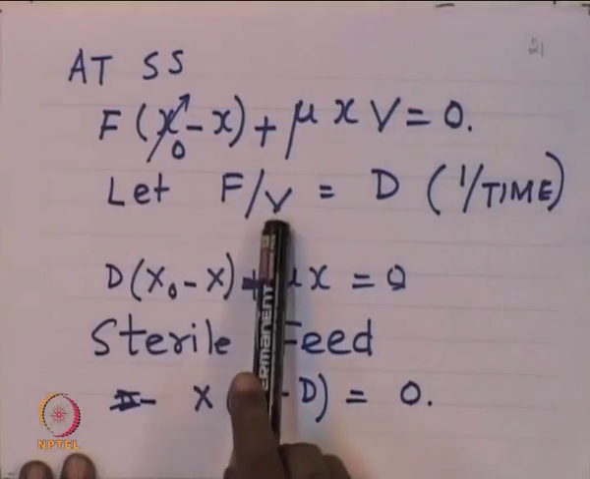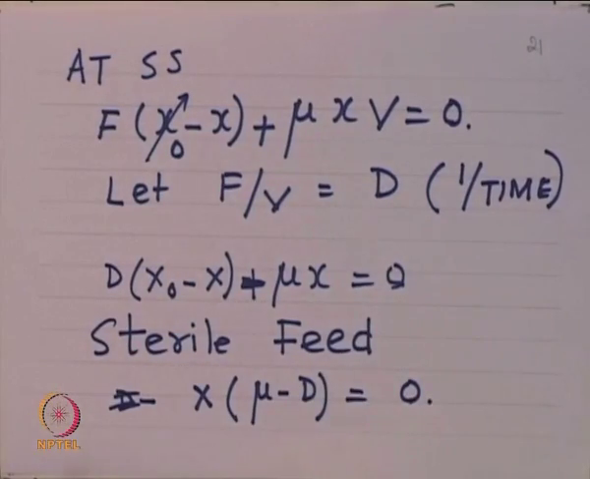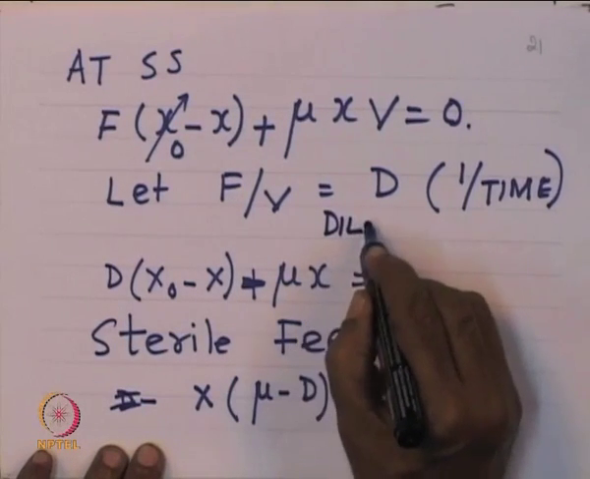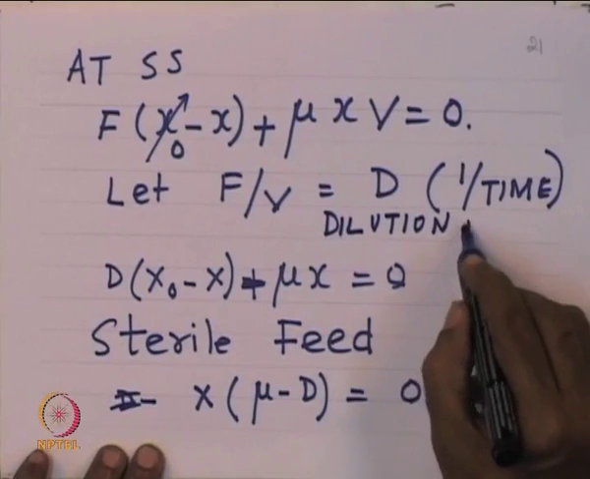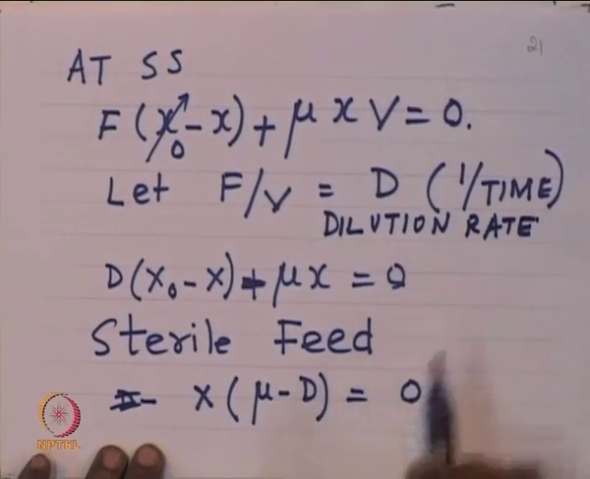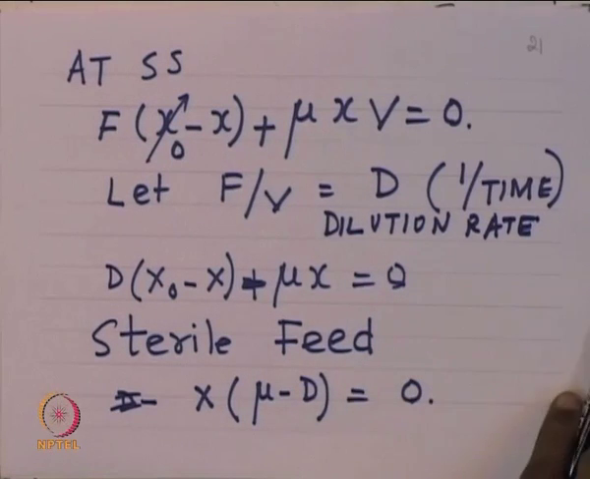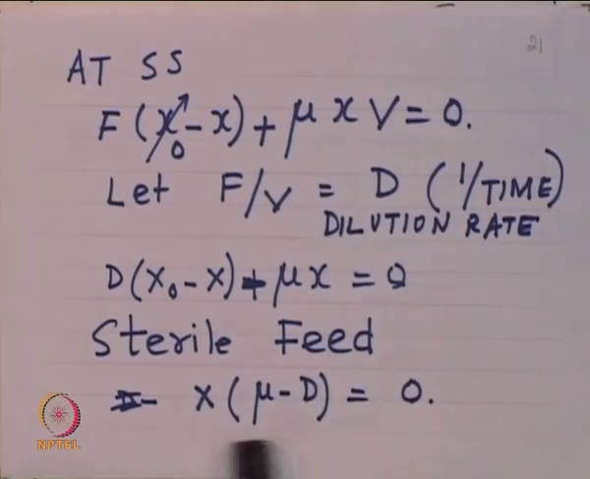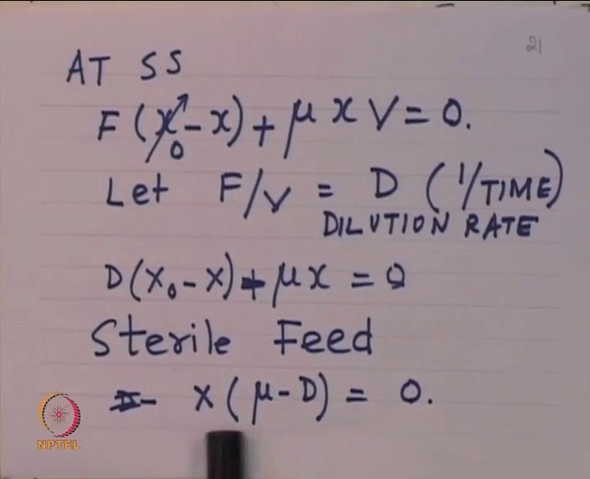So, what we have done here is that we just set F by V equal to D. This is what is called the dilution rate. The word dilution rate is frequently used in biology. D is called dilution rate. F by V has the dimensions of inverse of time, so dilution rate has the units of inverse of time. So, what happens if I set X naught equal to 0, and the rate of growth is mu x? We end up with this algebraic equation: x multiplied by mu minus D equal to 0. So, our cell balance leads to this algebraic equation.